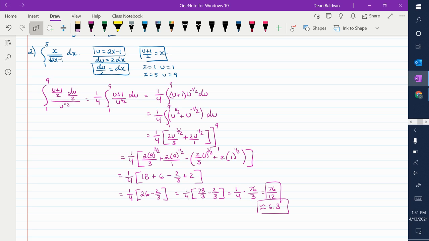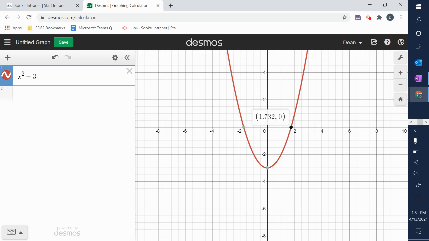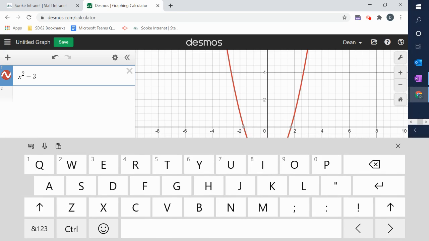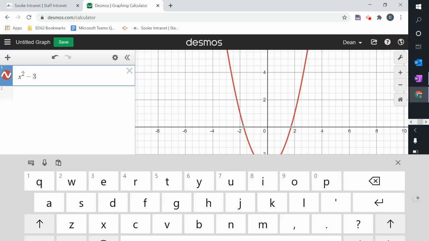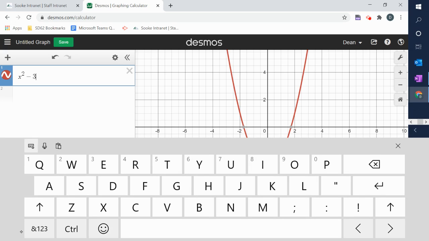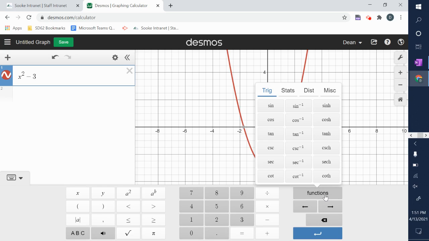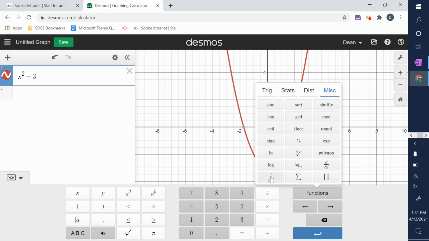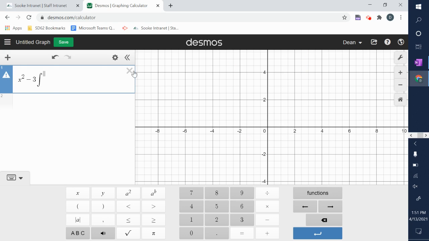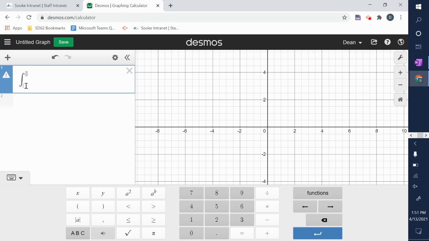Actually, I'll show you how to check your answers on Desmos. So, if you go to Desmos, how do you get the little thingy on Desmos? Anybody know how to do that? Here, I'll show you. So on Desmos, if you go to functions, you go to miscellaneous, select the integral sign. You can put in your boundaries.